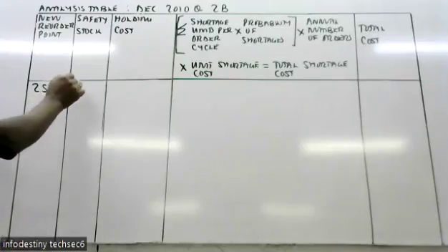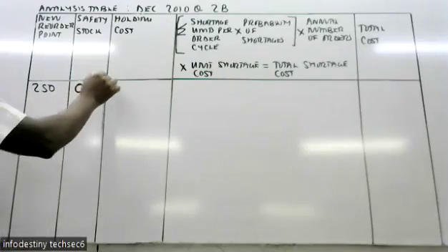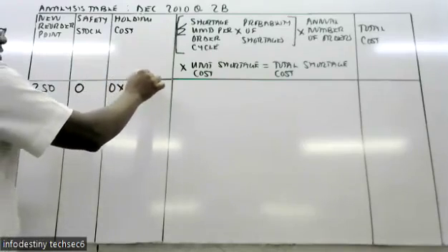So at 250, safety is 0. So holding will be 0 times 20, that is 0.